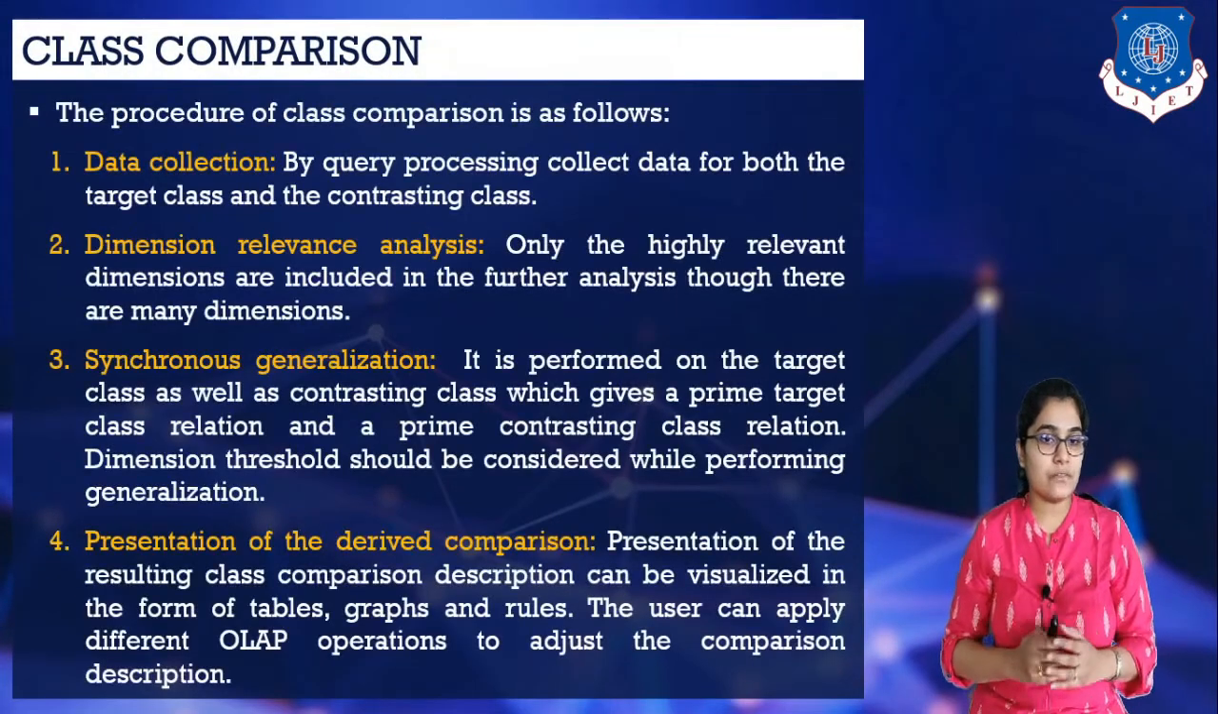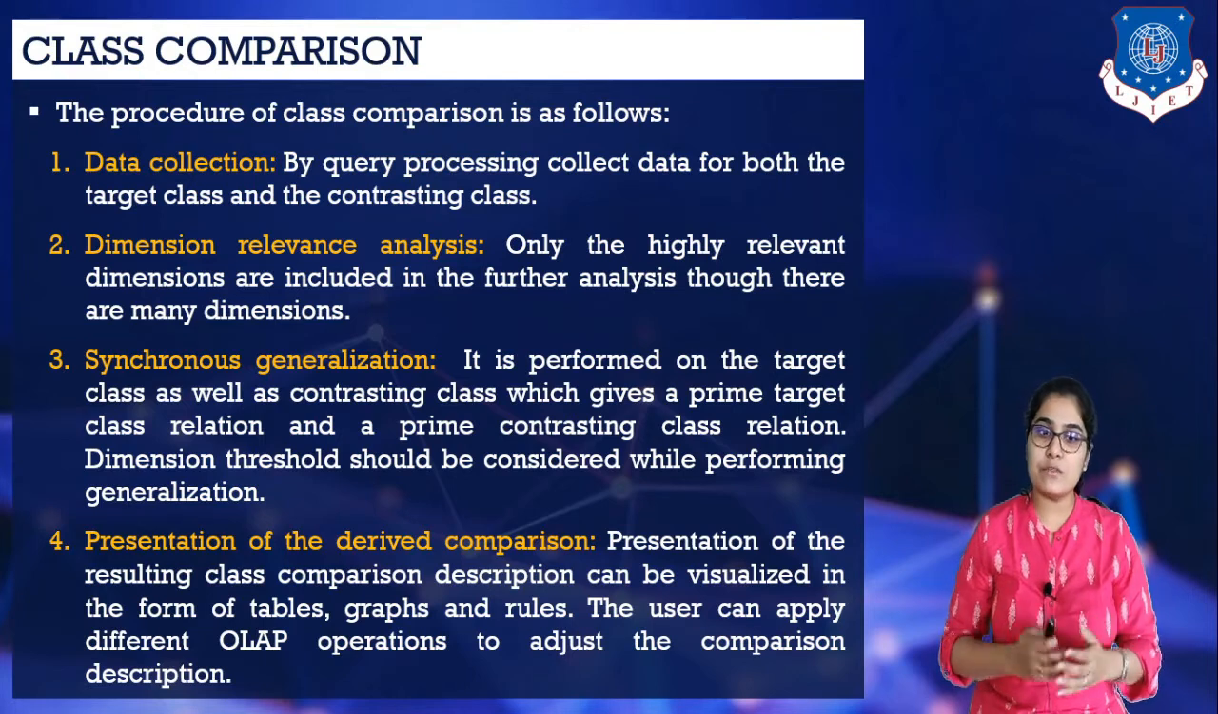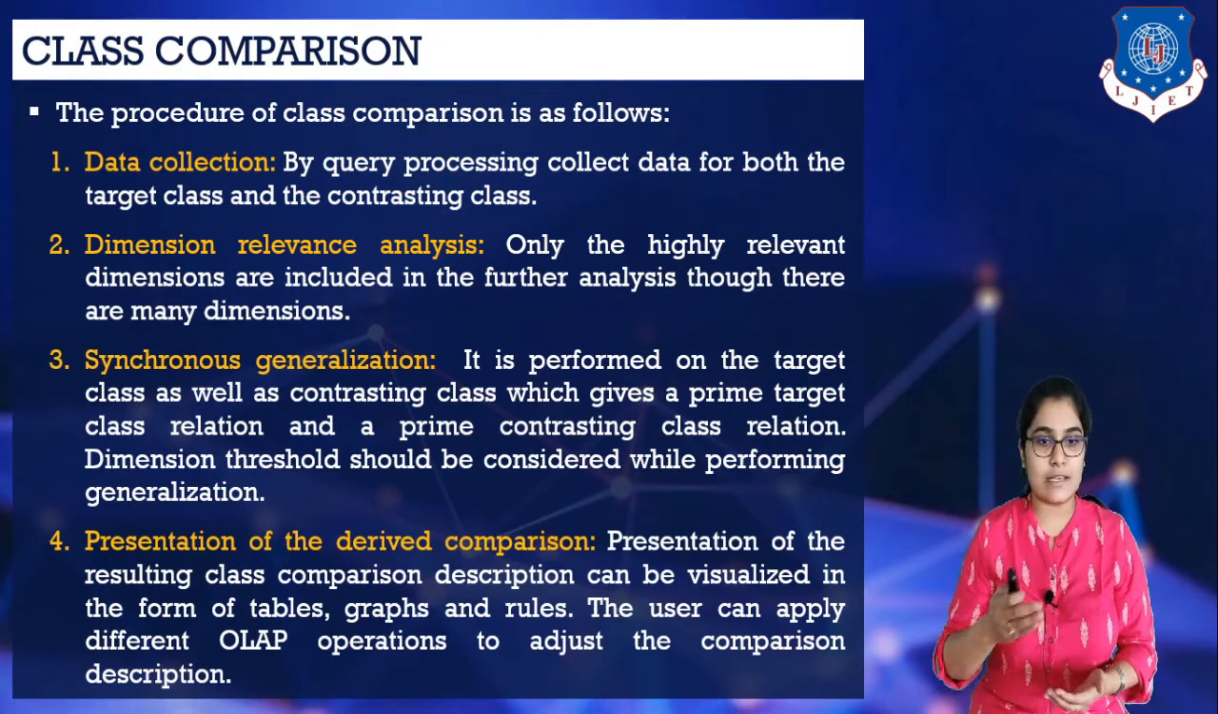The procedure of class comparison is as follows. It has 5 different stages. First is data collection. By query processing, we can collect data for both the target class and contrasting class. Second stage is dimension relevance analysis, in which only the highly relevant dimensions are included in further analysis, though there are many dimensions.